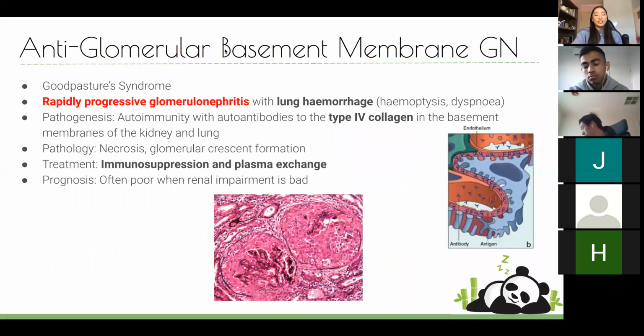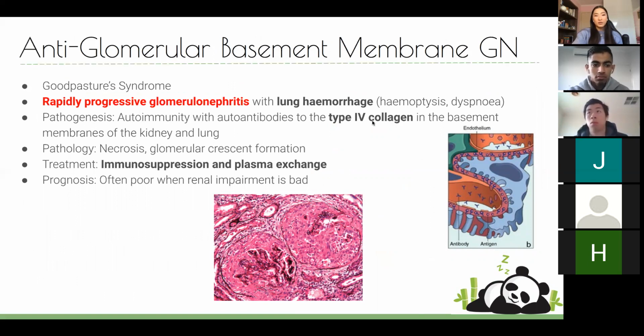And then we have anti-GBM, so anti-glomerular basement membrane. Again, the name tells you the pathology. So this is an autoimmunity against the collagen in the basement membranes. And the reason it affects the lungs too is because the kidneys and the lungs are made of the same type of material in their basement membranes. They both have type 4 collagen.